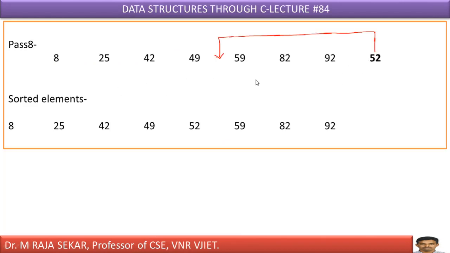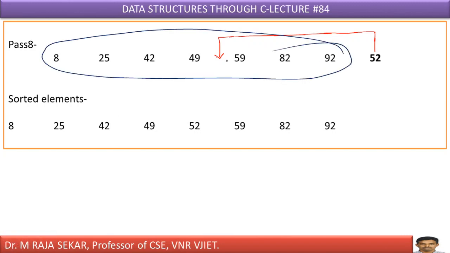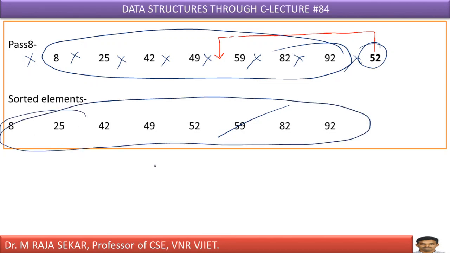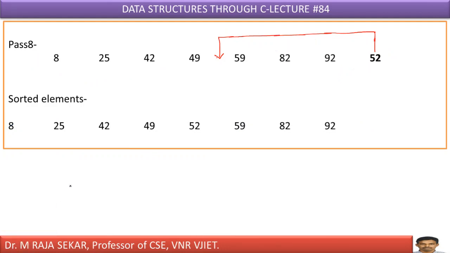Now what about 52? What are the possibilities for 52? All these elements are sorted. Now 52, where can I insert? How many possibilities? 1, 2, 3, 4, 5, 6, 7, 8 possibilities. This 52 can be placed in any one of the places, but depending on its value, as it is in between 49 and 59, I must insert 52 in between 49 and 59. Now this is a sorted list of elements, isn't it? This is the sorted array. This is the output, isn't it? This is the sorted list of elements. This is the sorted array, isn't it?